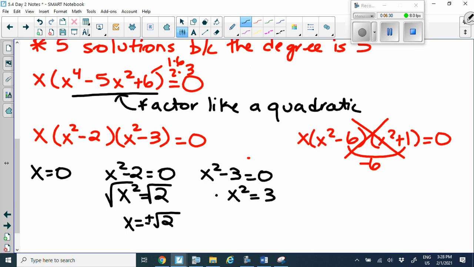I do basically the same thing on the next one. I add 3 to the other side, take the square root. Know that 2 and 3, they're not perfect squares, and there's no perfect square that goes into them, so we can't simplify, meaning I'm just left with x equals plus minus square root of 3.